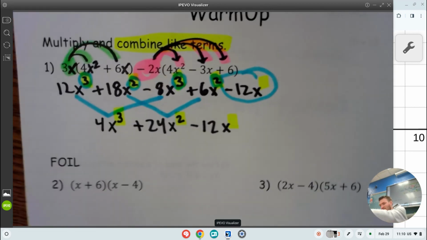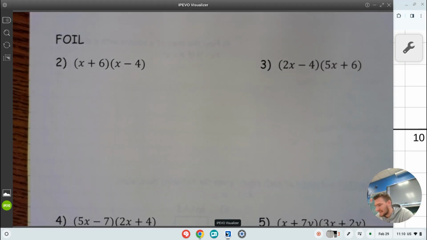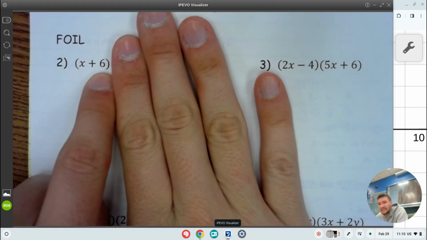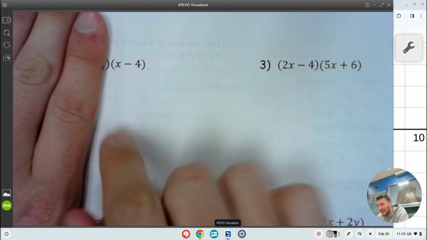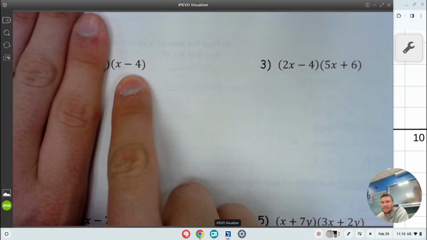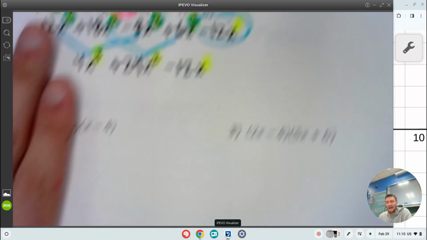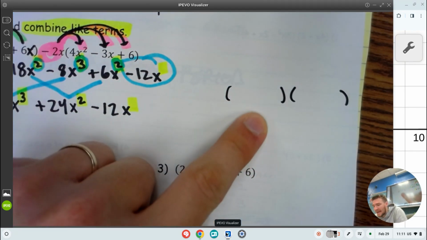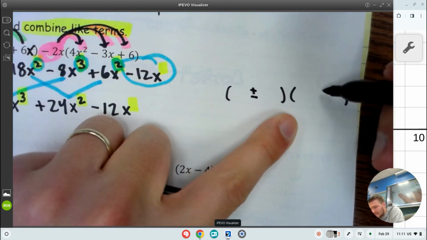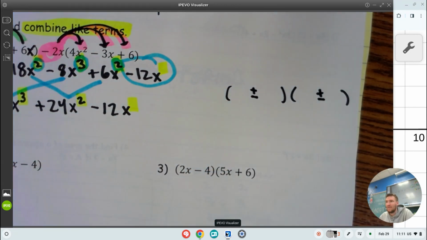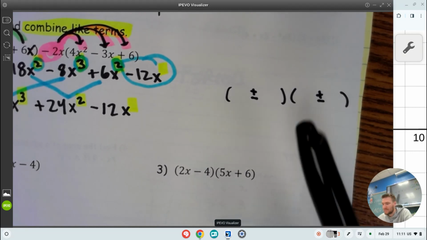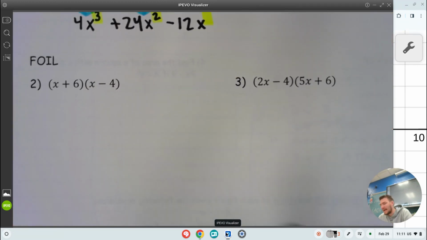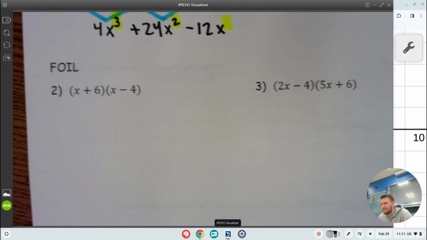Okay, getting to our first FOIL question today. Remember, foiling, when do you do it? Whenever you see a two-piece, x plus 6, and another two-piece, x minus 4, right? If you have anything that has parentheses like this and has a plus or minus in the middle, you have to use foiling for a situation like this. You have to, okay?